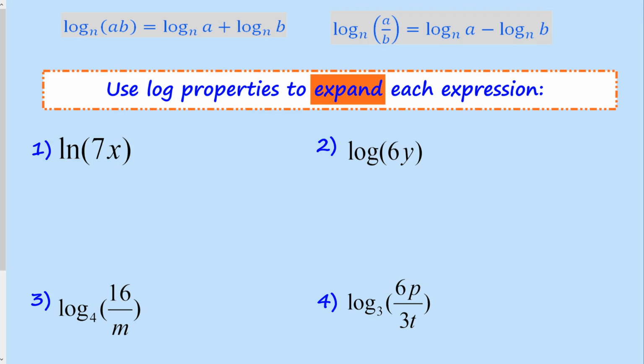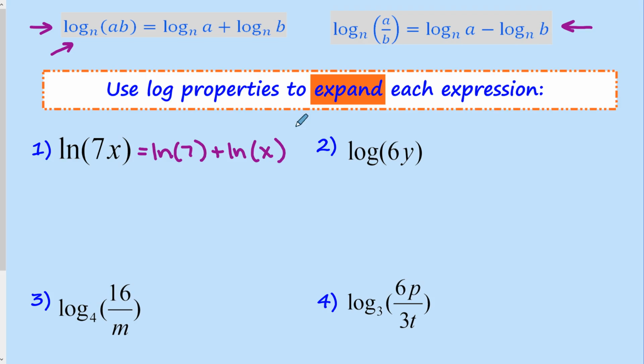So what we're going to do is spend our time going through examples. And notice I put the product property and the quotient property at the top as reminders. And we're going to use those properties to expand each expression here in examples 1 through 4. So number 1, we have the natural log of 7 times x. 7 times x is a product, so we're going to use the product property, and we're going to break this up into the natural log of 7 plus the natural log of x. Now, you don't necessarily have to put parentheses around the 7 and around the x. It's the same thing without the parentheses.